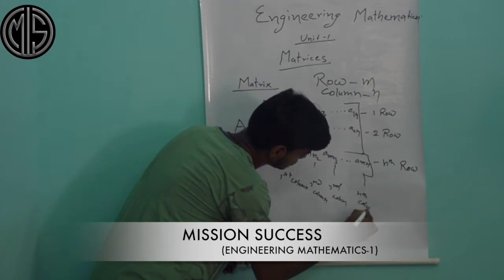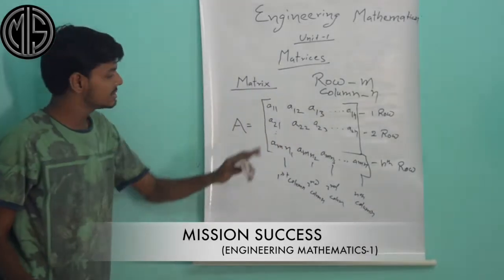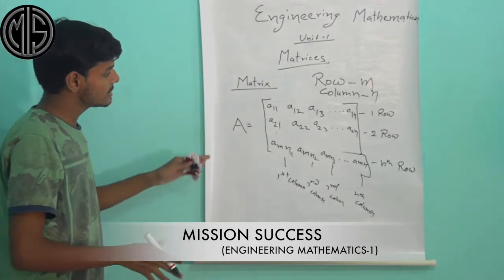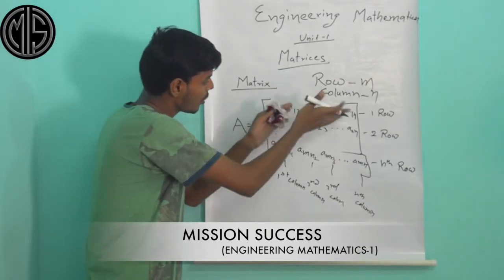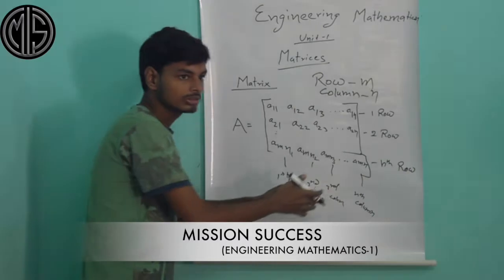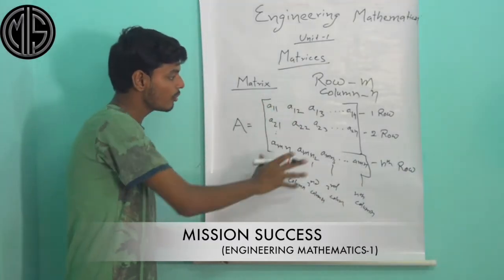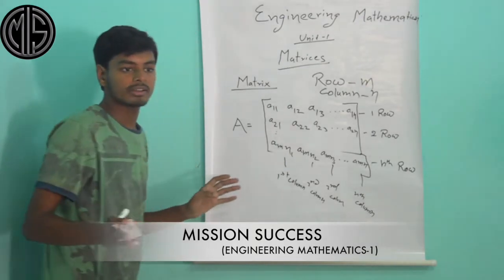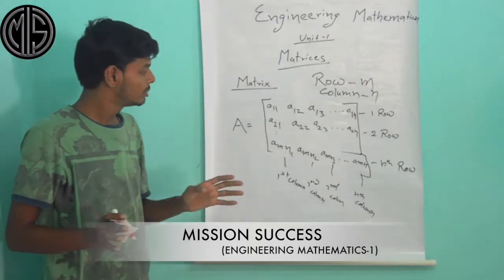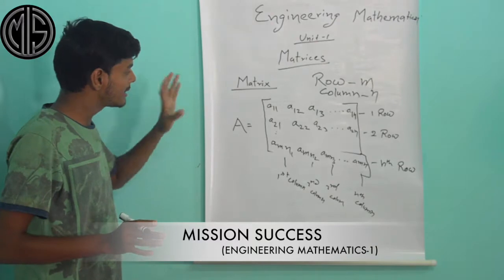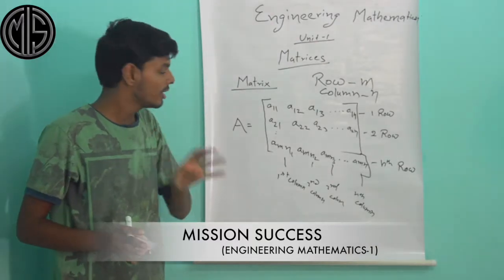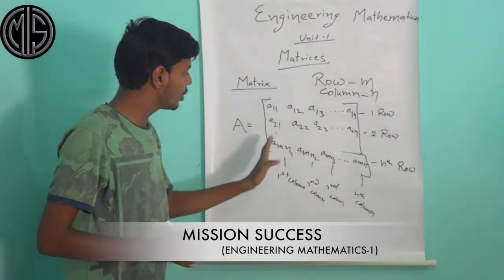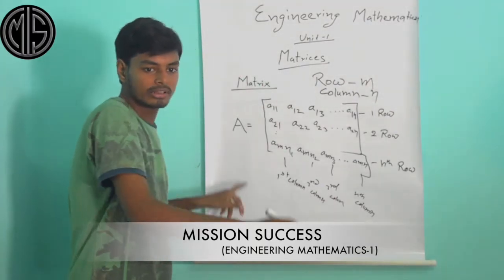So now we can easily see these things. What are we doing here? We are arranging the elements in rows and columns. Means the arrangement of elements in rows and columns is called a matrix. Now you understood what I am going to say? Matrix is nothing, only the arrangement of elements in rows and columns in a rectangular manner.